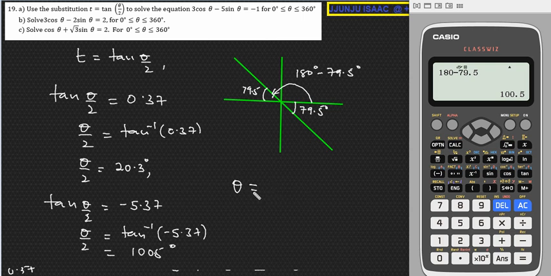So theta here will be 40.6 degrees. Then here we shall get 201 degrees. So that is the solution for the first part, and that is how we use the t substitution. We are going to see it even in part B.